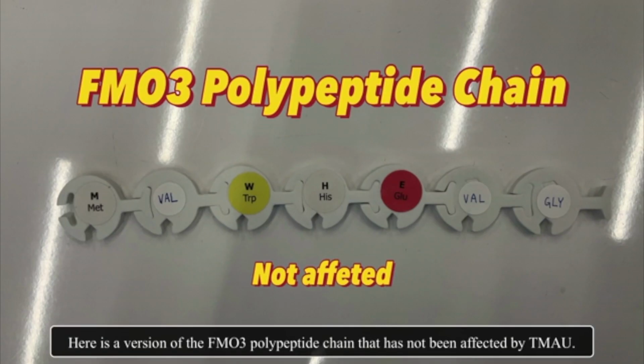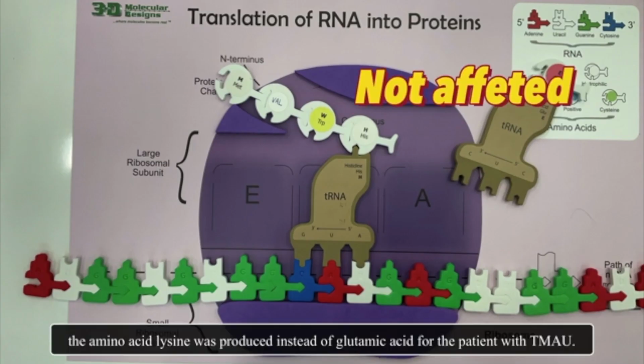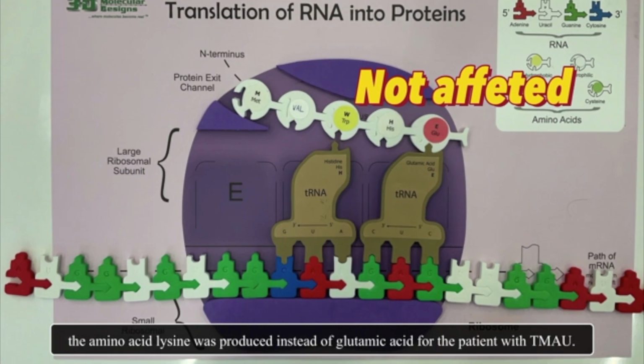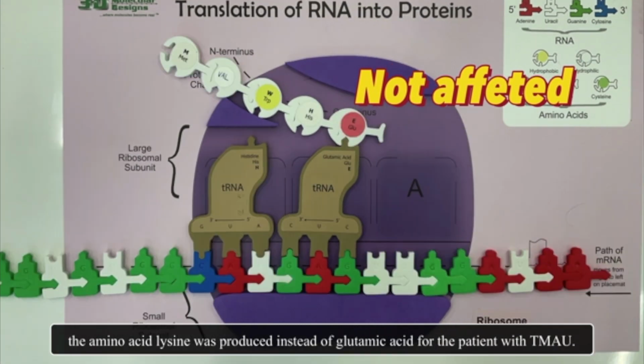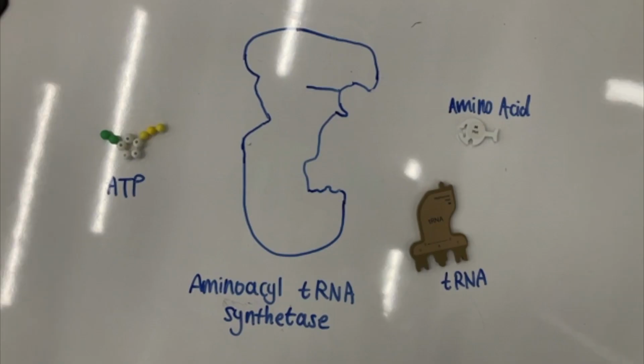Here is a version of the FMO3 polypeptide chain that has not been affected by TMAU. As you can see, due to the substitution of adenine instead of guanine, the amino acid lysine was produced instead of glutamic acid for the patient with TMAU. This is called a missense mutation due to the change in the amino acid sequence.